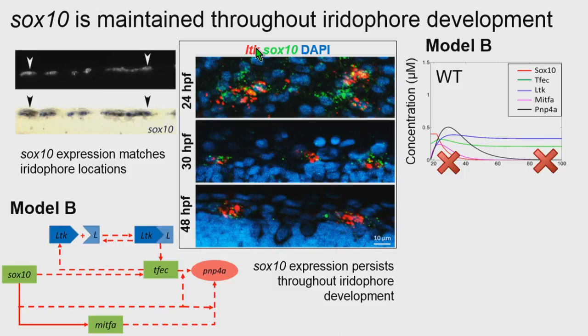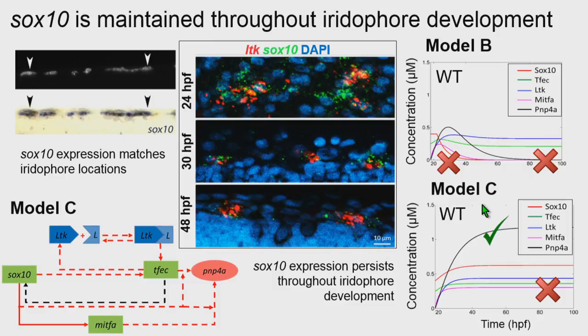And we found that by co-expression studies, LTK-positive cells always express SOX10 throughout development. So 100% of these cells express SOX10. And moreover, as shown by in situ hybridization, SOX10 expression always coincides with mature iridophores. And therefore, we derive Model C, according to which TFEC upregulates SOX10 in an iridophore-specific way.